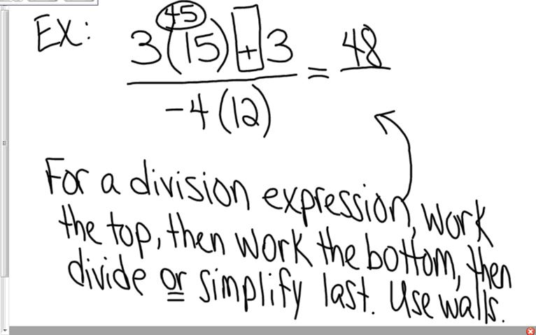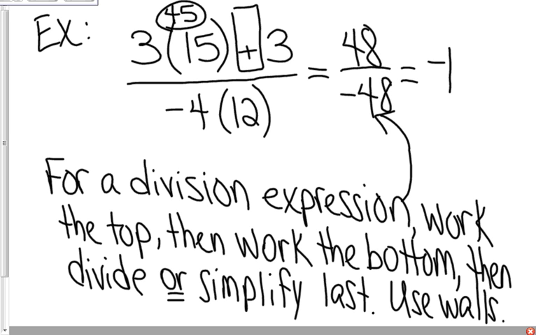Now I'm ready to work the bottom. There's no plus or minus signs. Negative 4 times 12 is negative 48. I can divide 48 by negative 48 and get -1. So the correct answer here is -1.